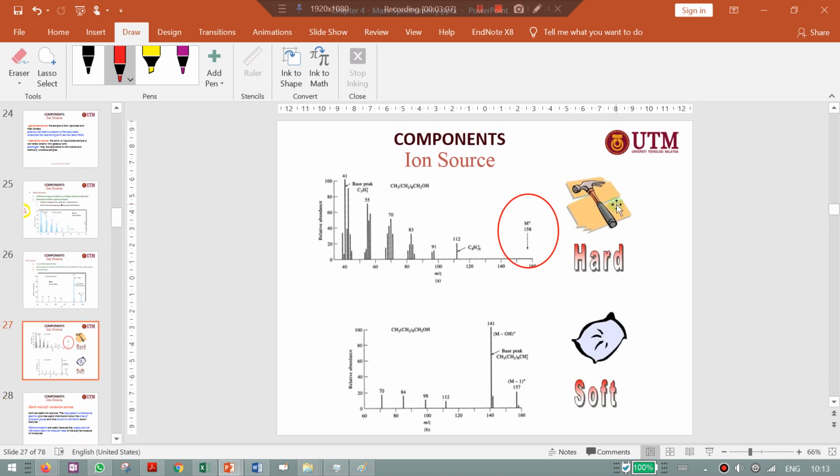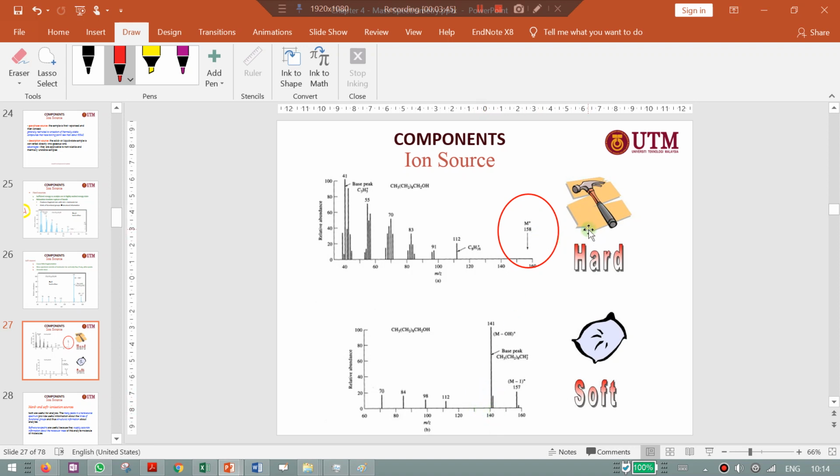Here is how we can compare the hard and soft ion sources. At the hard source we cannot read the molecular ion peak, but in the soft source we have the molecular ion peak over here. The base peak between the hard and soft will also be different. Of course, in the soft source, because the fragmentation is not that harsh, the base peak obtained is at a high molecular mass, or m/z, mass to charge ratio.